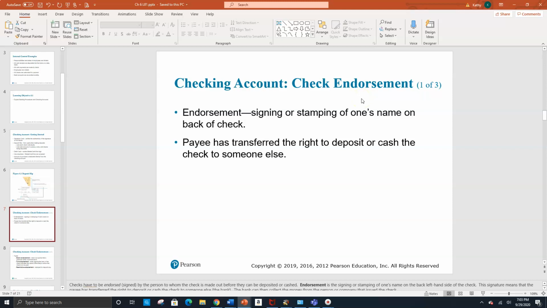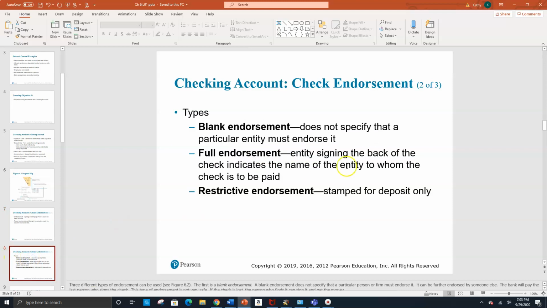Checking account endorsements. This is an area where most people say, oh, I've never heard that before. Endorsements are the signing or stamping of one's name on the back of the check. The payee has transferred the right to deposit or cash the check to someone else. A blank endorsement does not specify that a particular entity must endorse it. A full endorsement, an entity signing the back of the check, indicates the name of the entity to whom the check is to be paid, and a restrictive endorsement is stamped for deposit only.